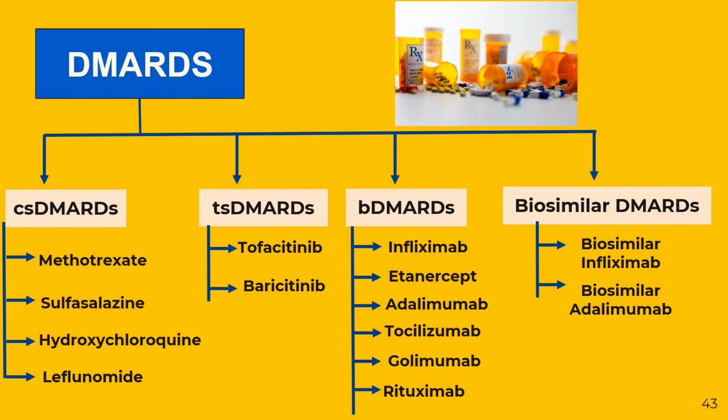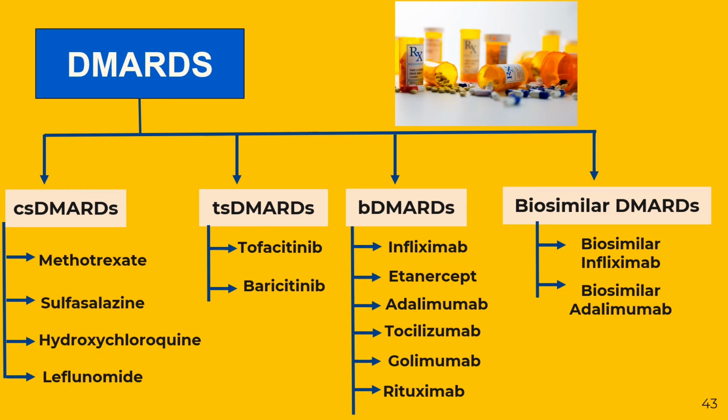Next classification is DMARDs, and it is further categorized into four. Firstly, conventional synthetic DMARDs. It usually takes up to 8 weeks to exert their effect, thus we combine therapy with corticosteroid. Methotrexate is an example of conventional synthetic DMARDs and used as the gold standard, meaning it is used as the first-line disease-modifying anti-rheumatic drug.